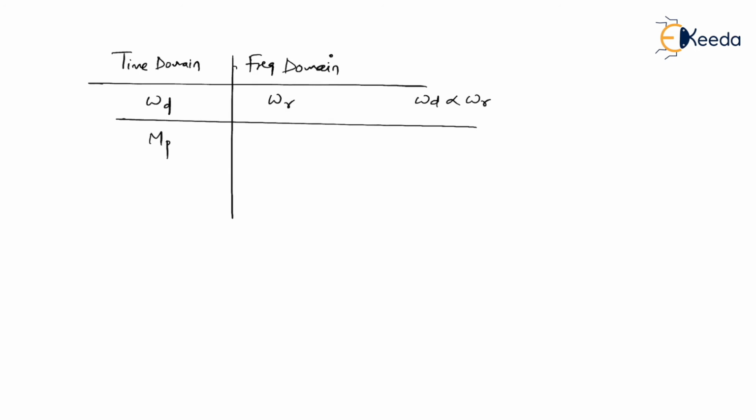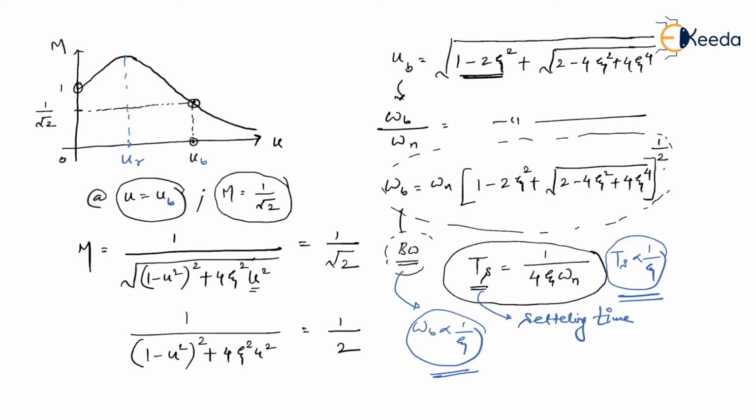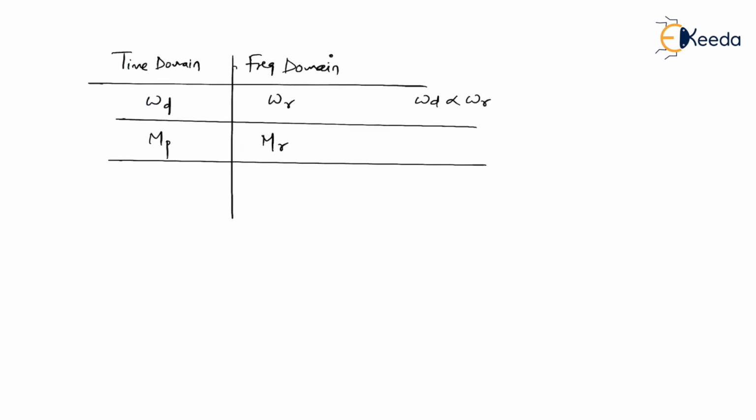MP, that is nothing but the peak overshoot in case of time domain, is correlated with MR, that is nothing but the resonant peak. And over here, MP is directly proportional to MR. You can say that. Similarly, when I am talking about TS and omega B, what is omega B? Omega B stands for bandwidth. And TS stands for what? It is settling time.